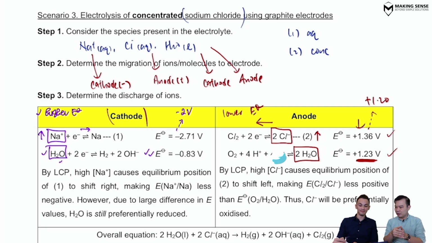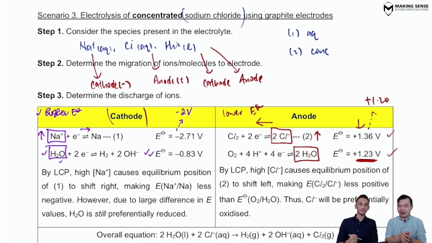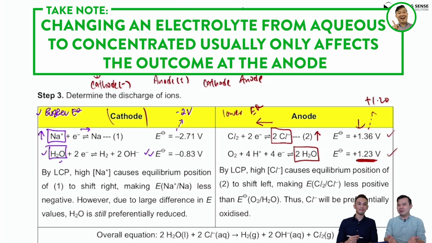But if the numbers are pretty close, so 1.36 and 1.23, then the change due to the LCP would cause a different product to be formed. Right? So for the context of A levels, you realize that only the chloride ones will be the ones that will change. Other than that, your bromides and iodides will not change as well.